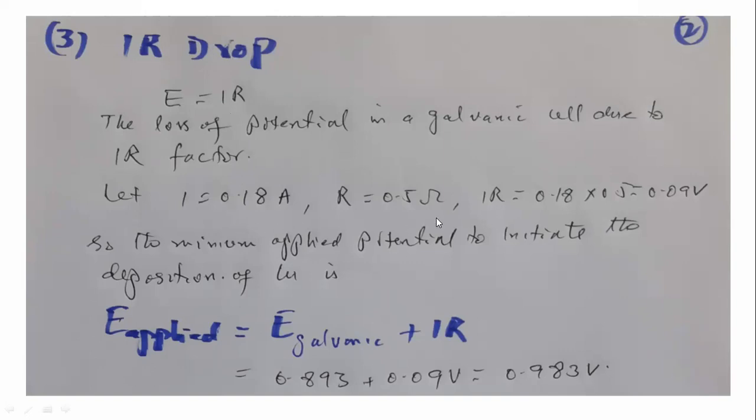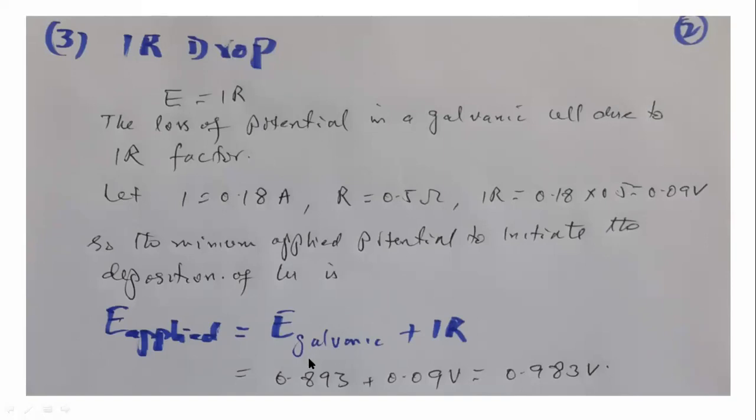So let's suppose I have mentioned two values. If the current is 0.18 ampere and the resistance of that particular wire is 0.5 ohm, then IR will be equal to 0.18 multiplied by 0.5, equal to 0.09 volts. So the value of E is 0.09 volt. That means the minimum applied potential to initiate the deposition of the copper would be the galvanic potential plus the IR drop, because you have to provide this extra potential. If you do not provide it, the reaction is not going to happen.